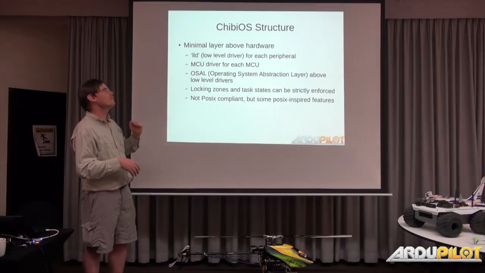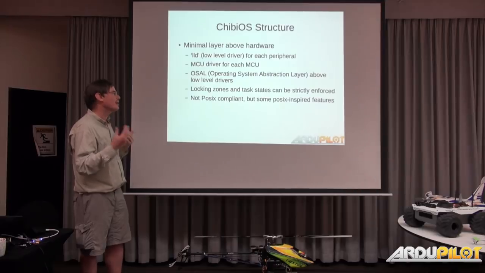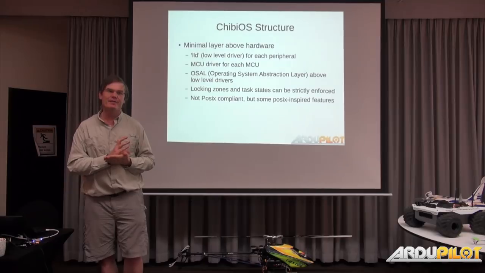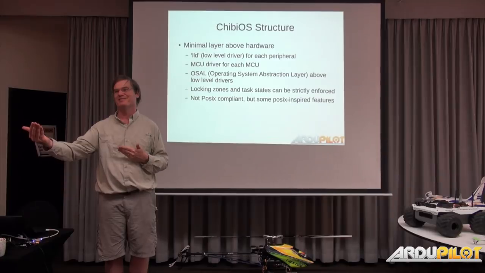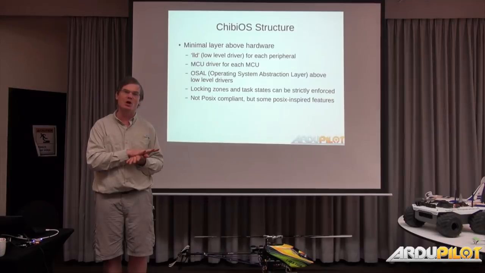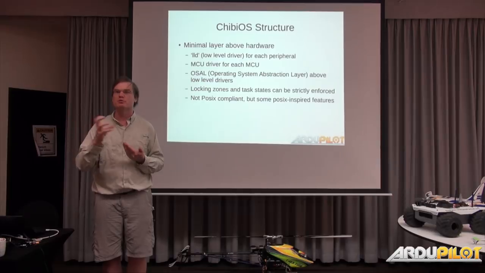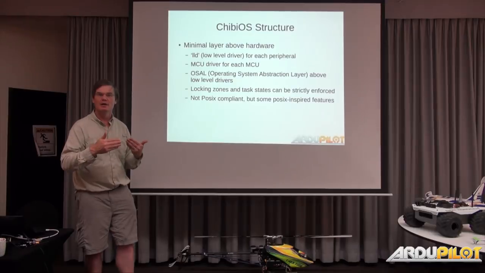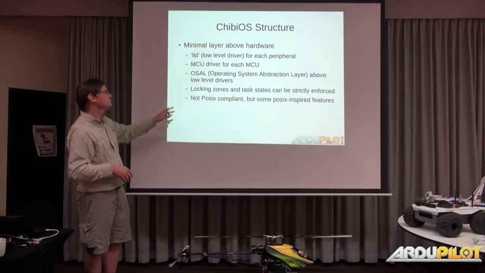Then there is the MCU driver for each microcontroller, and above all that, there's this operating system abstraction layer, now called the OSAL, and that is an abstraction layer that allows you to have the API of ChibiOS on top of a different RTOS, if you want to. So you could have another RTOS underneath, if you need it, and keep the operating system abstraction layer. It's a very, very thin layer that allows you to abstract out the low-level code from the higher-level code. It also makes the boundaries between the different layers clearer in the code.